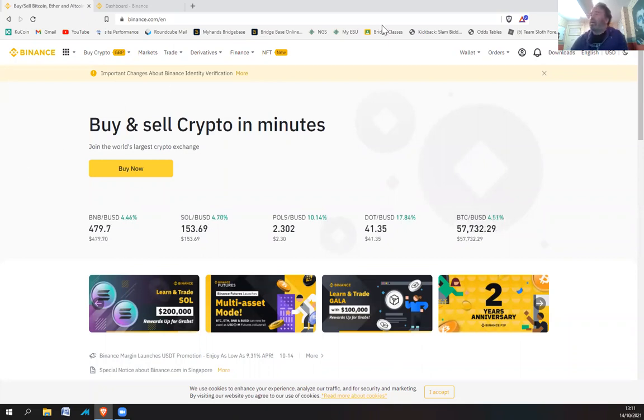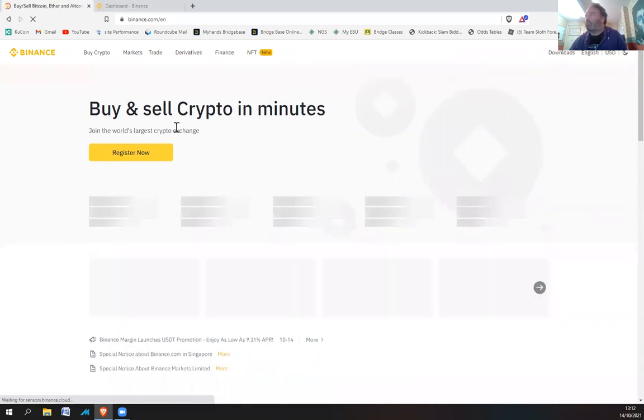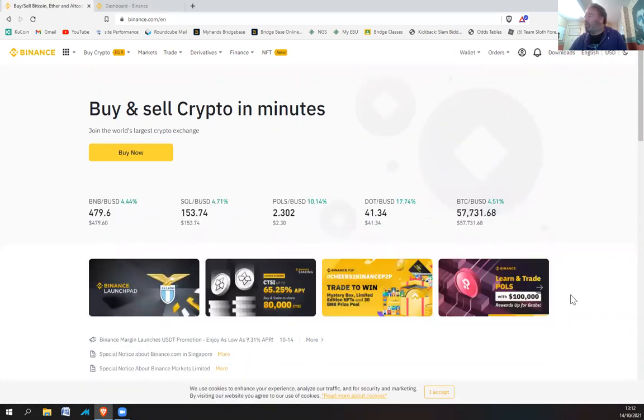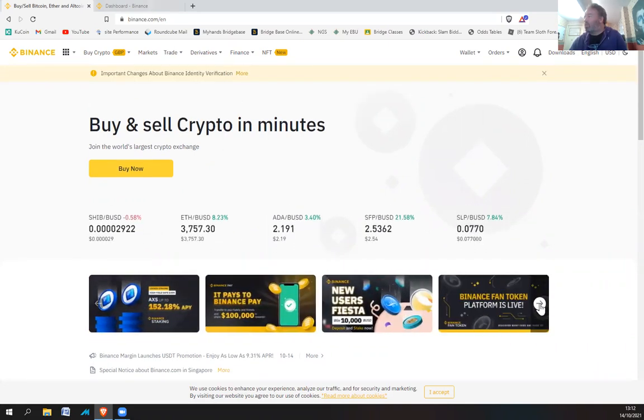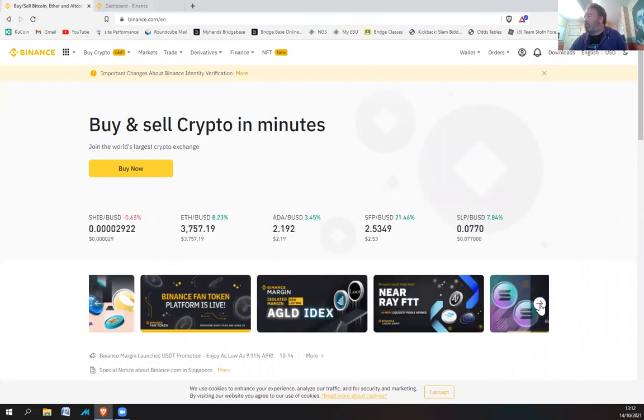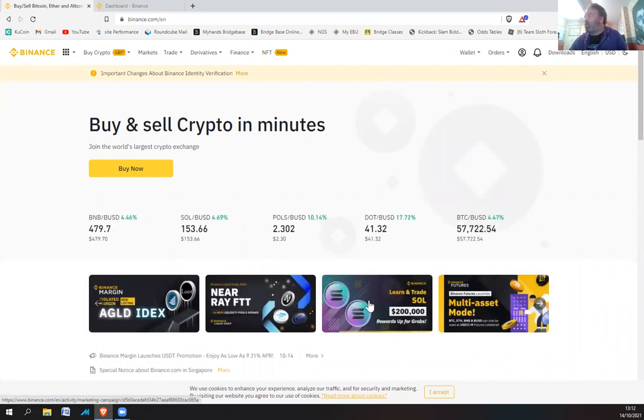Another thing that I really noticed today, which I thought was really cool, is learn and trade Sol. So this is on the home page. If you click on Binance and you just scroll along quite a bit, you'll find learn and trade Sol. So you can click on that.